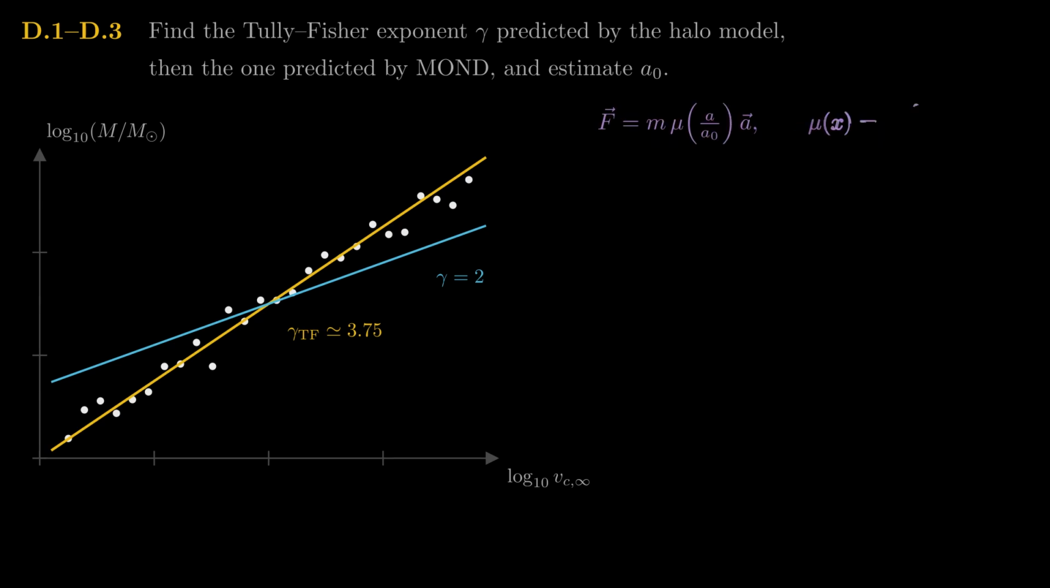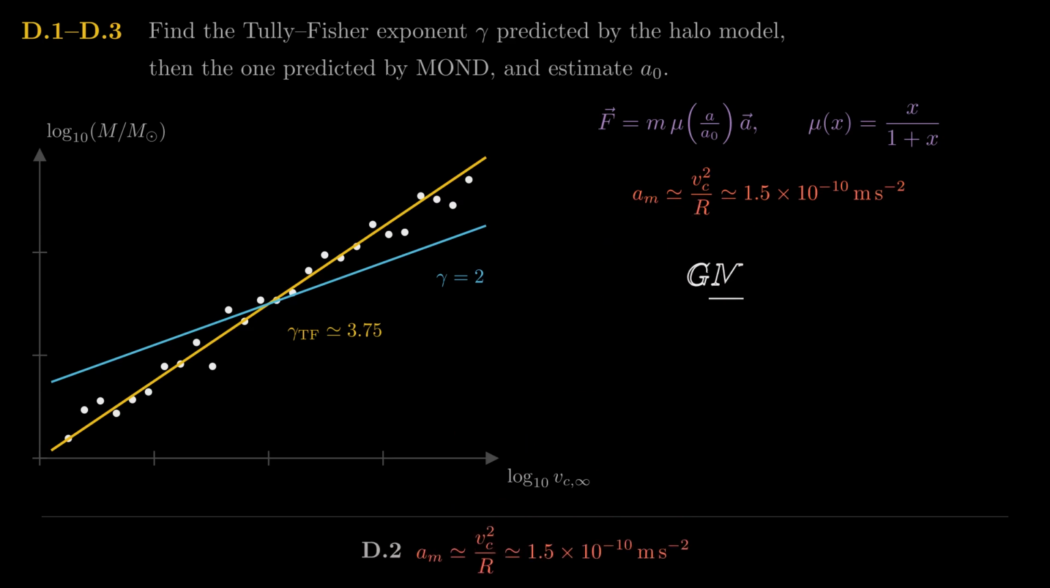Now the other road. What if there is no missing mass, and instead Newton's second law is wrong when accelerations get extremely small? And the accelerations out at the edge of NGC 6946 really are extremely small, about 10 to the minus 10, 11 orders of magnitude below gravity at the Earth's surface. In that regime, mu is just x, so the force law becomes m a squared over a naught.